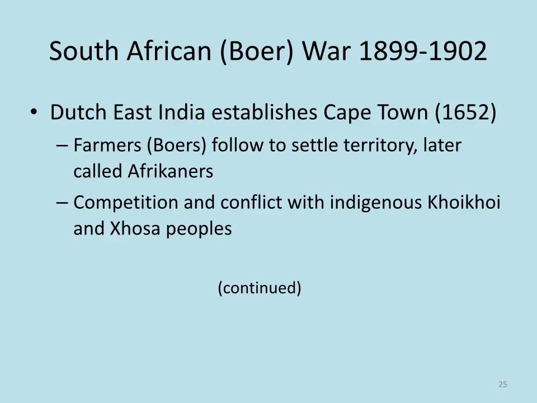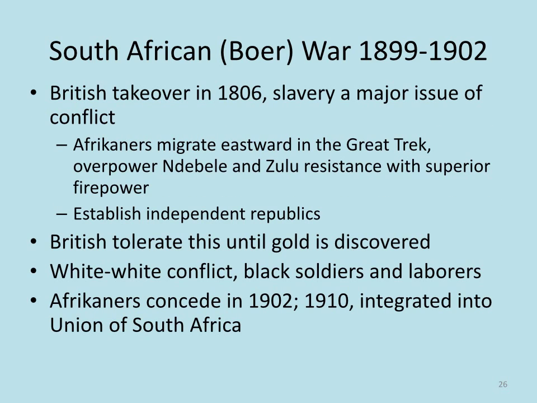Now, the competition between these local Africans and these transplanted Dutch is going to cause a lot of problems. And it's going to be a huge conflict. Now, the British are going to eventually come in and take over Cape Town in 1806, and they're going to come in and try to take as many slaves as possible, for their own use as well as exporting for profit.